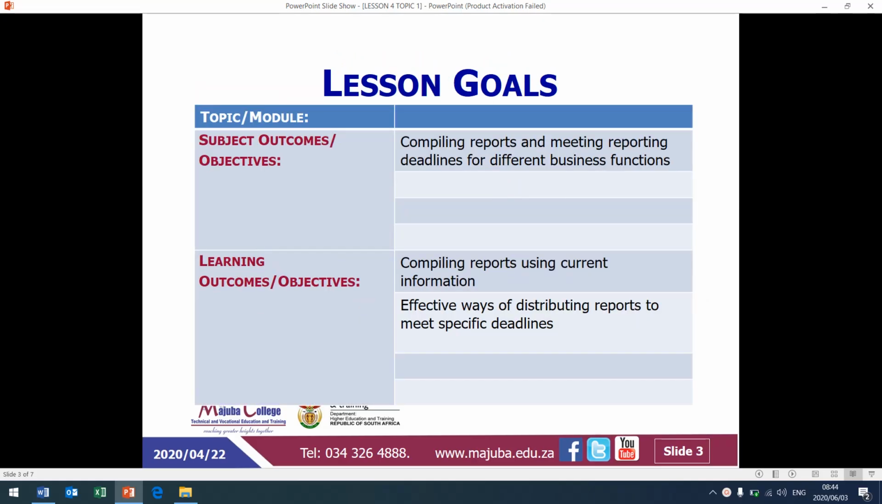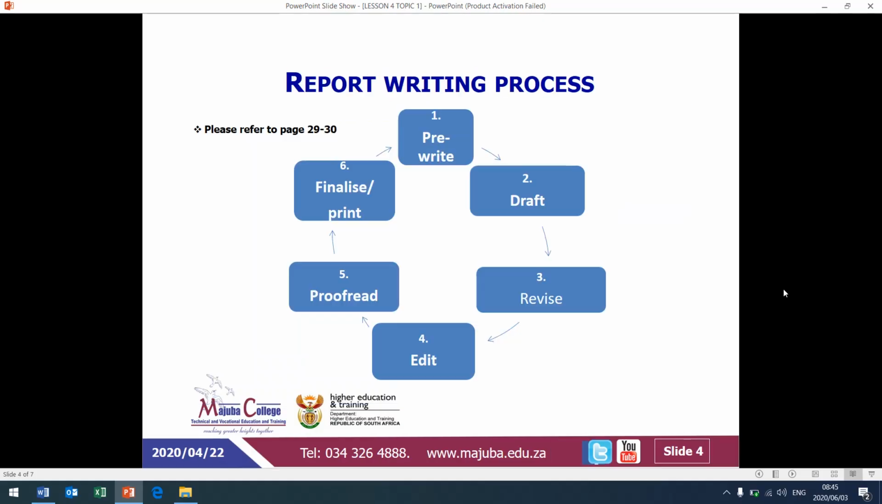So here are your lesson goals. These are your subject outcomes, and these are your learning outcomes. So by the end of this lesson, you should know how to compile reports using correct information, and you should know the effective ways of distributing reports to meet specific deadlines.